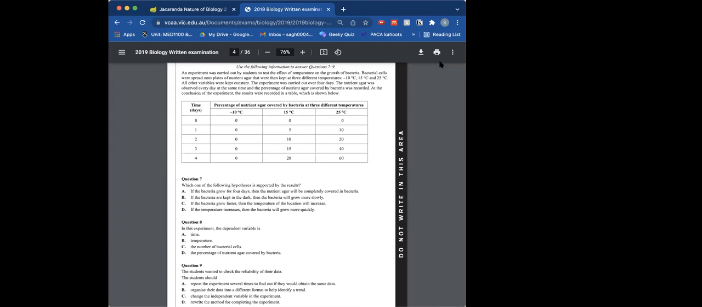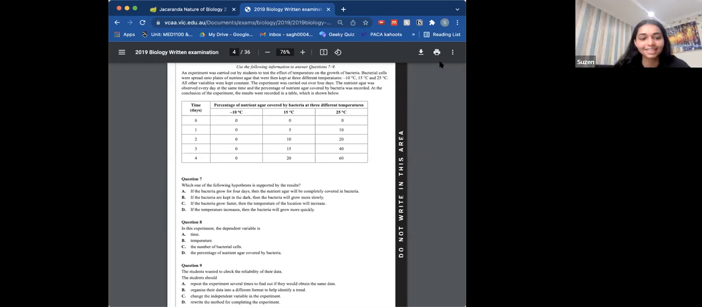Okay, the responses have mostly come out as D. D, yes, that is correct. So if the temperature increases, the bacteria will grow more quickly. And we can see that because -10 is pretty much 0, at 15 it increases, and at 25 it increases further.